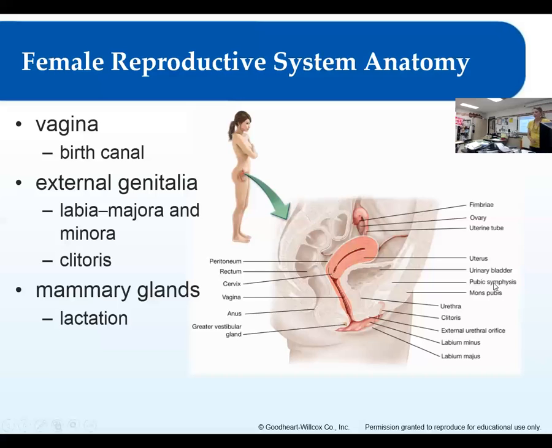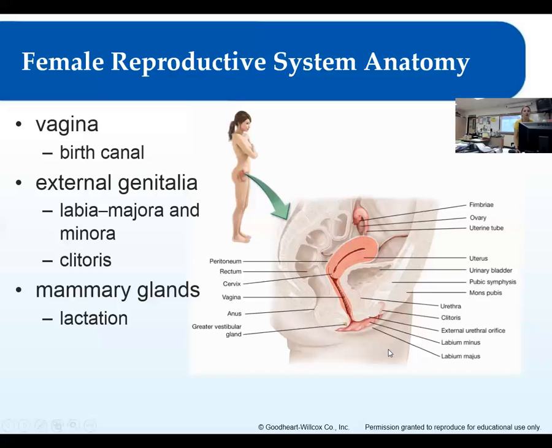that's where the two hip bones meet up, and there is a fibrous tissue right there, fibrous cartilage, that becomes pretty stretchy in childbirth so that birth can occur. So that's the pubic symphysis. On top of the pubic symphysis, females have what's called the mons pubis, and this is just a fat pad that's on the front of their pelvic area.